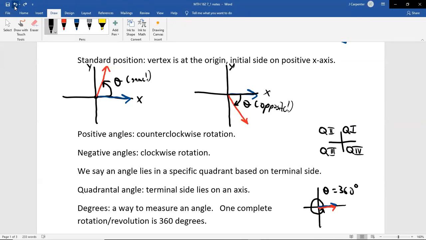So this is not an exponent of zero. That does not mean that this is 360 raised to the power of zero, which would be 1. This is just a new symbol. So that's the degree symbol. So if you start at the positive x-axis, rotate through quadrant 1, 2, 3, and 4, and then stop at the same line, that's 360 degrees.